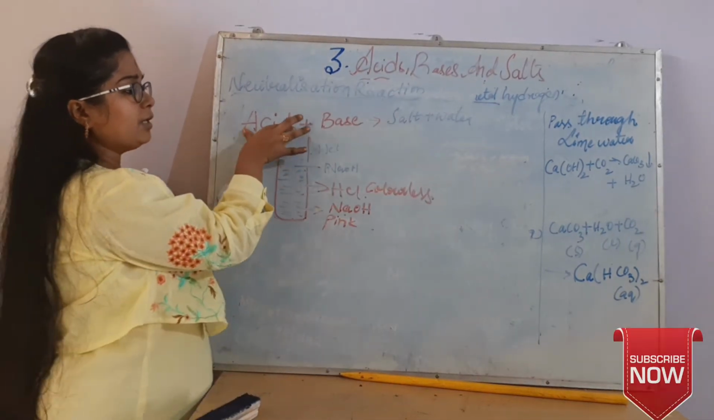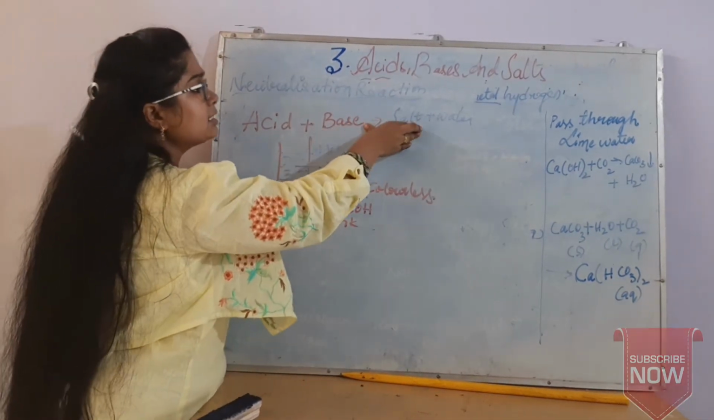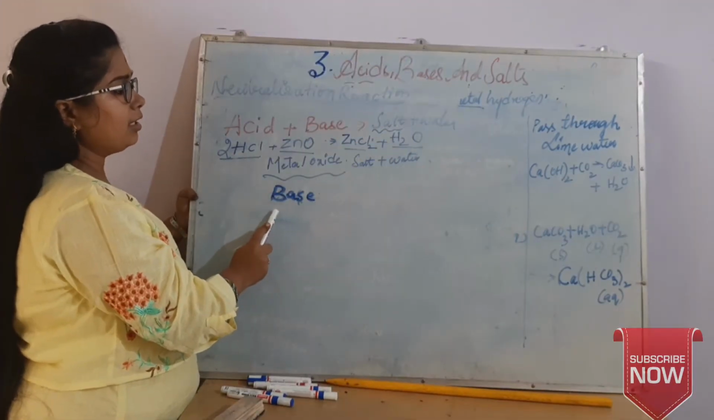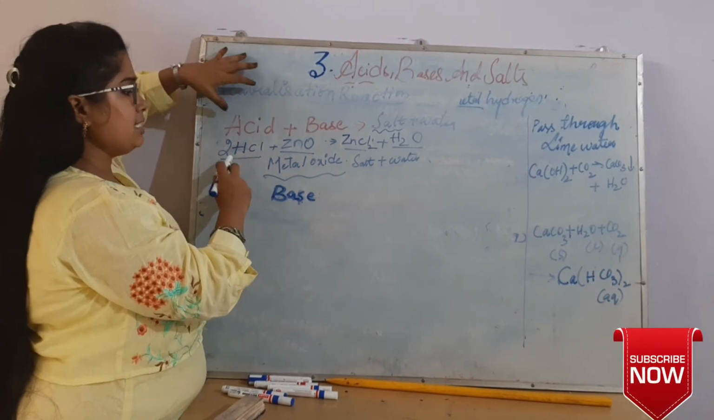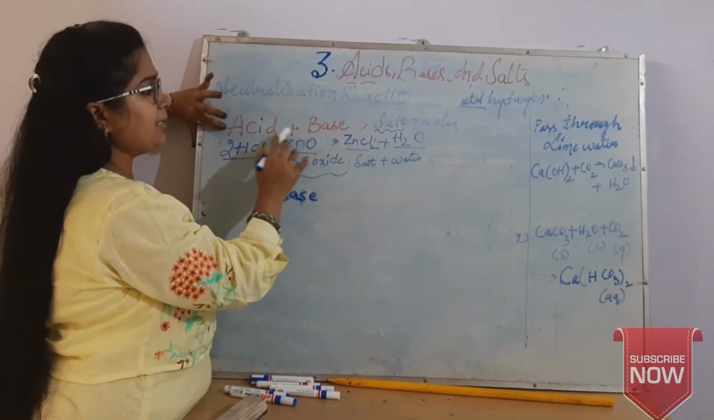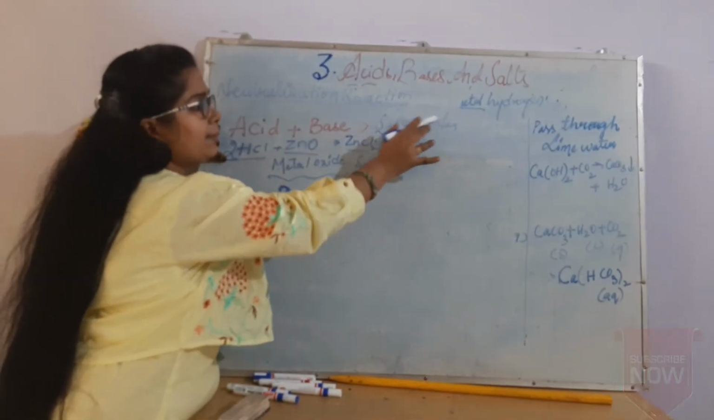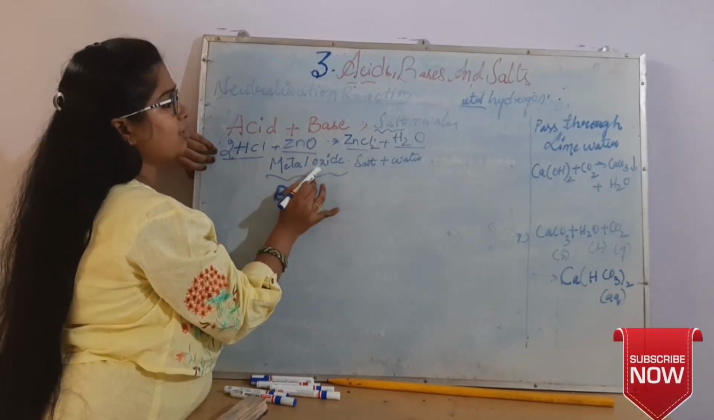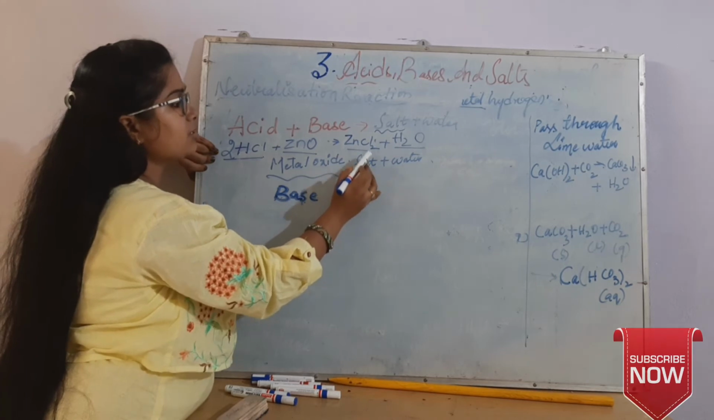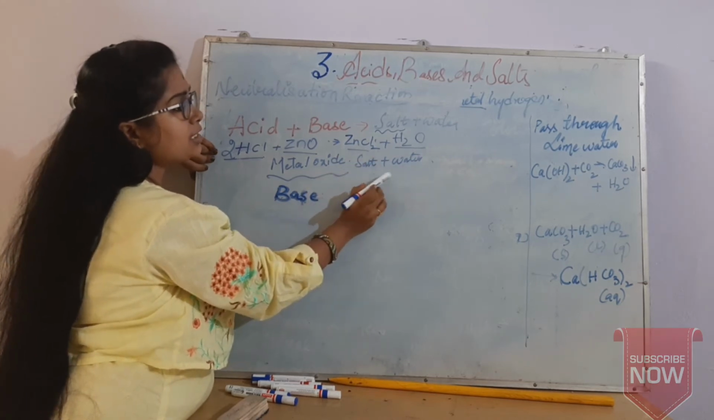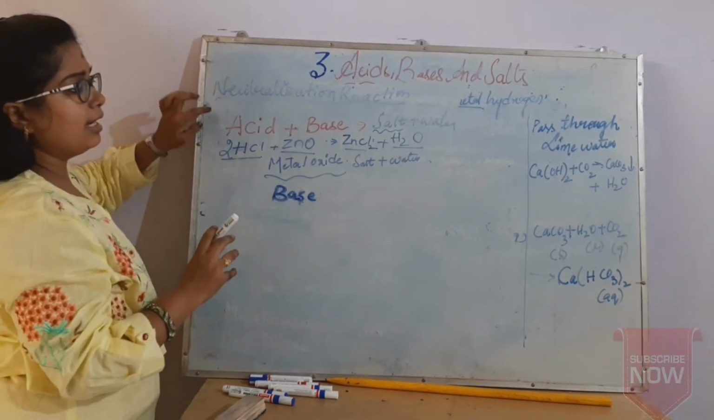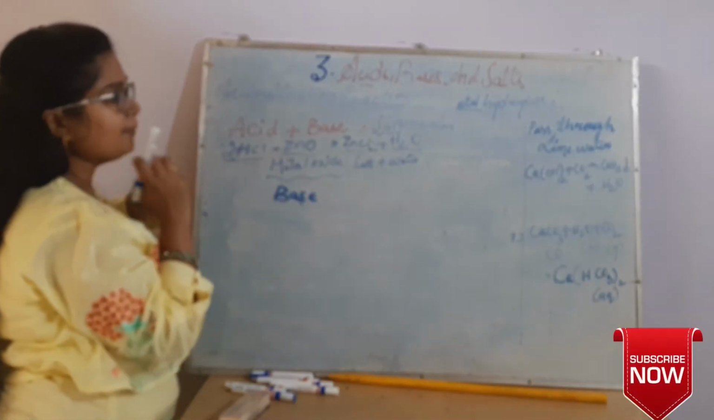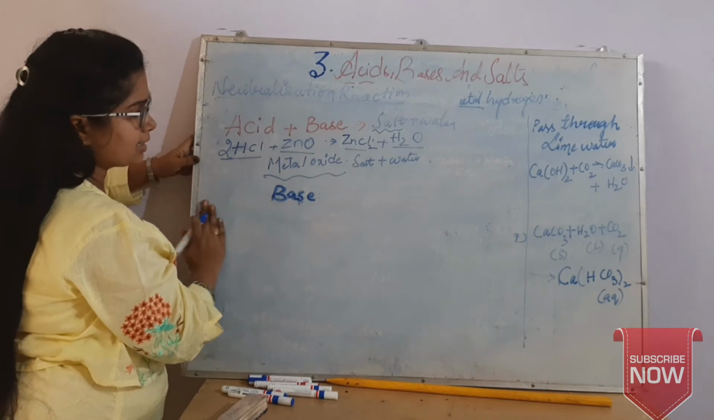So what happens when acid is reacted with base? Salt plus water. So metal oxide is a base. Why? See, the same reaction. Acid plus base will give rise to salt plus water. The same thing: acid plus metal oxide also gives rise to salt plus water, which is the same as the neutralization reaction. So metal oxide, you can decide it as a base.